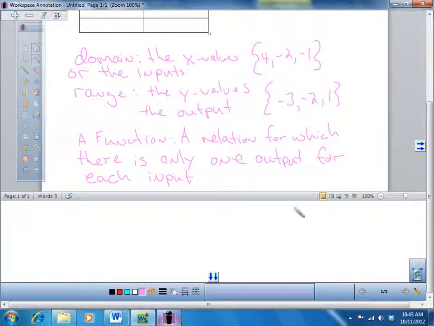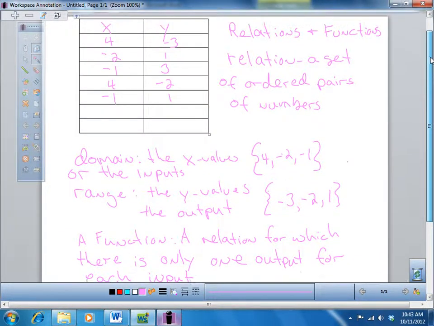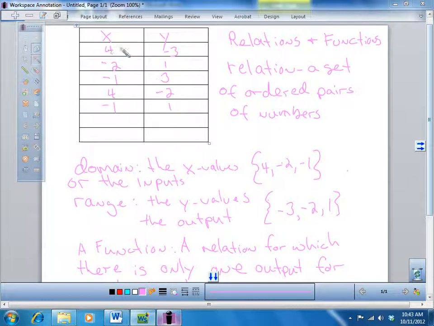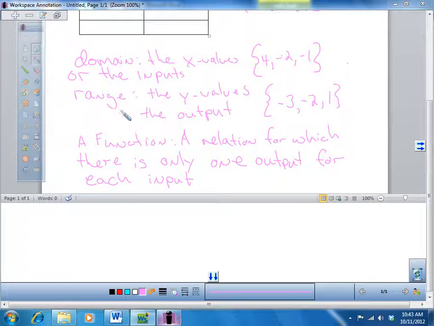So, for example, this one up here, I don't think this is a function. Because you see how if I plug in 4, I get out a negative 3. And then I plug in this 4, and I get out a negative 2. So this one here is not a function. And there are several ways to tell if something is a function, but one of the ways is using something called the vertical line test.